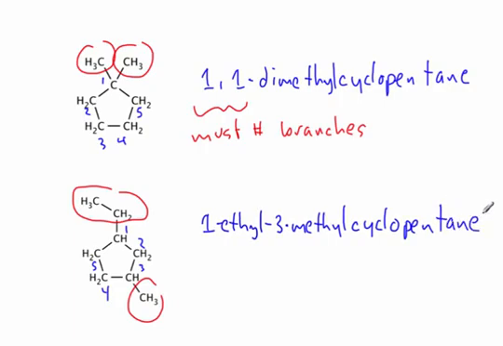Another answer that would be acceptable is if this was carbon 1. If you made the carbon with the methyl branch carbon 1, this would still be carbon 3 to minimize position. So you would alphabetize the branches, so it would be 3-ethyl-1-methyl cyclopentane. That is also an acceptable name.